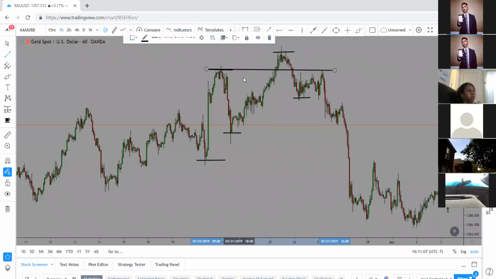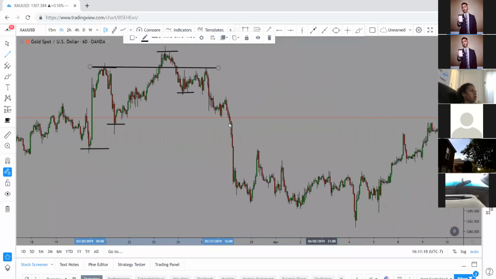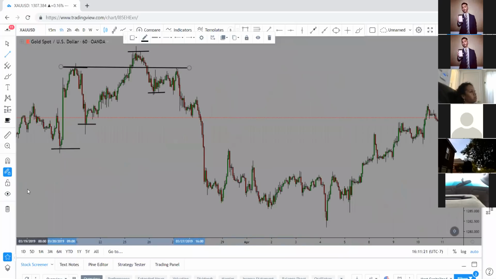So Oren Wright says it best: sell right, buy right. Sell the right shoulder on a regular head and shoulders, buy the right shoulder on an inverted head and shoulders. This is so easy to trade, guys. If you just understand head and shoulders, then you'll be able to make easy money in the market.